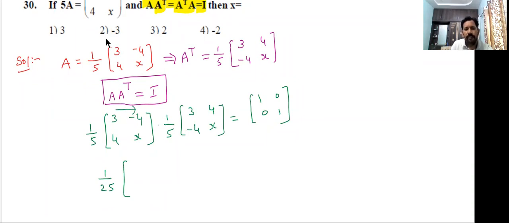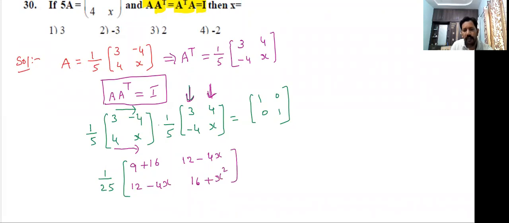First row, first column. How much, students? 3 3s are 9, minus 4 into minus 4, plus 16. Next, first row, second column: 3 4s are 12, minus 4x. Now second row, first column: 4 3s are 12, minus 4x. Second row, second column: 4 4s are 16, plus x into x, x square, is equal to [1 0; 0 1].